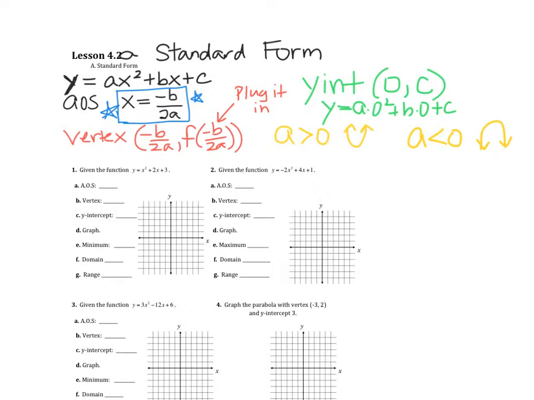Okay? So with vertex form, you know, I love vertex form. It's my favorite form. Sorry, standard form. Don't mean to do that to you, but because you can see the vertex right from it. You just pull it right out. Standard form, you got to know a formula to do this. So it's a little bit harder.